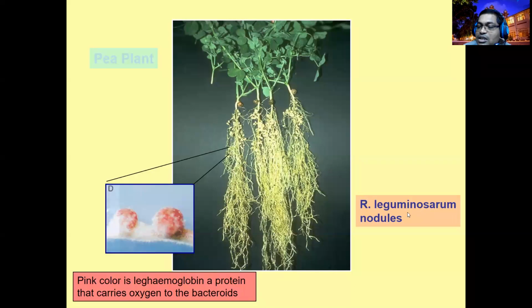Rhizobium leguminosarum, why do we call it leguminosarum? Because it is for leguminous crops. The pink color is leghemoglobin, a protein that carries oxygen to the bacteroids. For the survival of the bacteria, it needs oxygen. But for the fixation of ammonia, it does not need it. How can it maintain the condition?